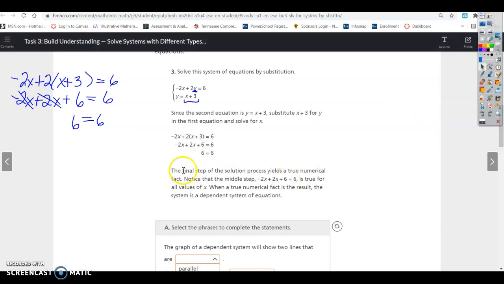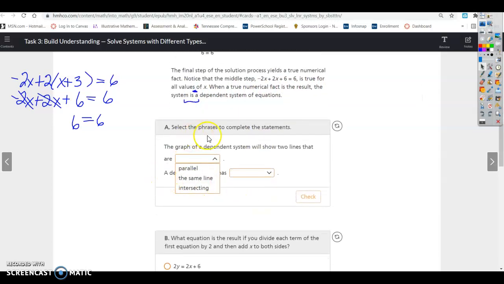All right, it says the final step of the solution process yields a true numerical fact. Notice that the middle step, negative 2x plus 6 equals 6, is true for all values of x. When a true numerical fact is the result, the system is dependent.